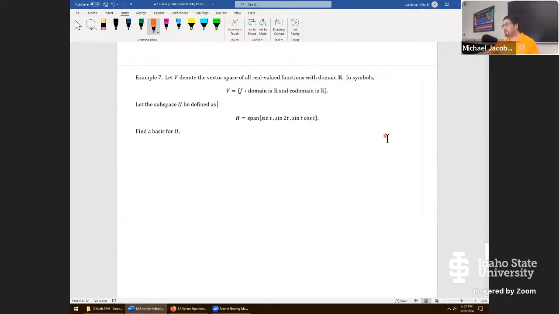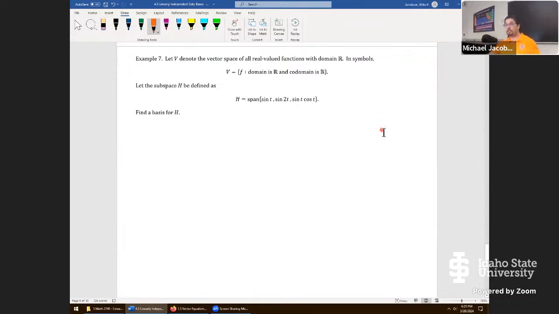So the purpose of this problem is, it's really a differential equations kind of problem. We have V is going to be the vector space of all real valued functions, so they output a real number. The domain is also real numbers. And H is going to be defined as the span of three different trig functions, sine t, sine 2t, sine t cosine t. And we need to pare it down to form a basis out of this.